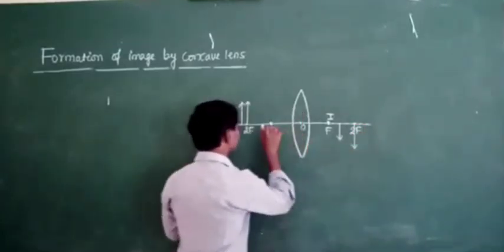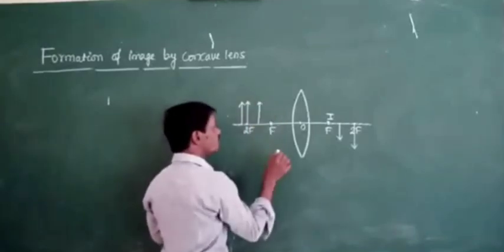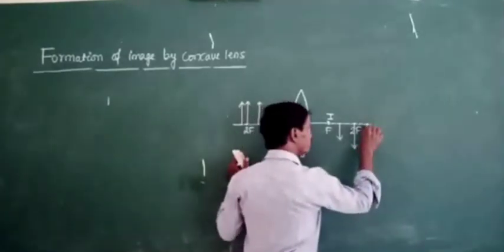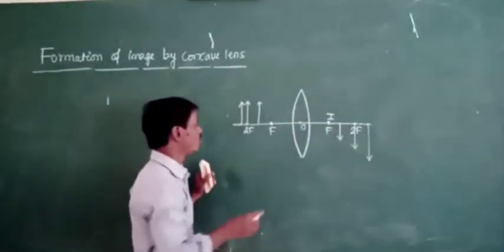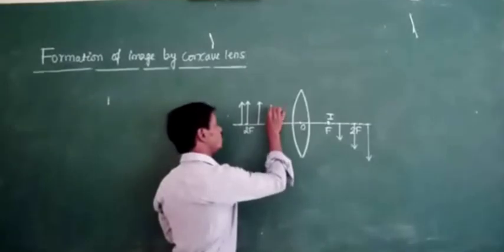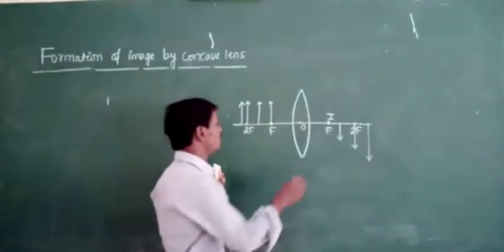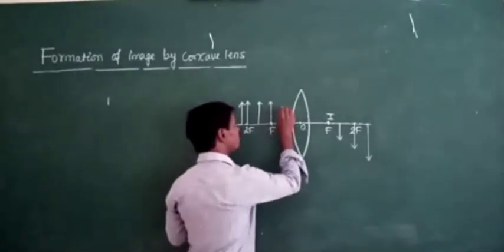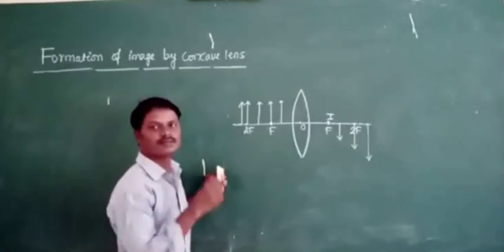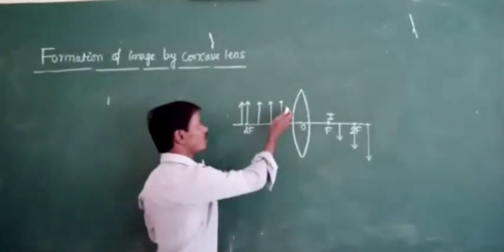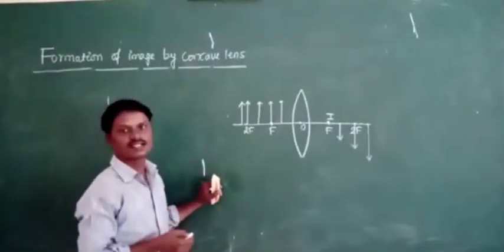Then when the object is brought in between 2F and F, where is its image formed? Beyond 2F. When the object is brought at F, where is its image formed? Its image is formed at infinity. And when the object is brought in between F and O, meaning principal focus and optical center, where is its image formed? Image is formed beyond the object. So already we studied some cases.